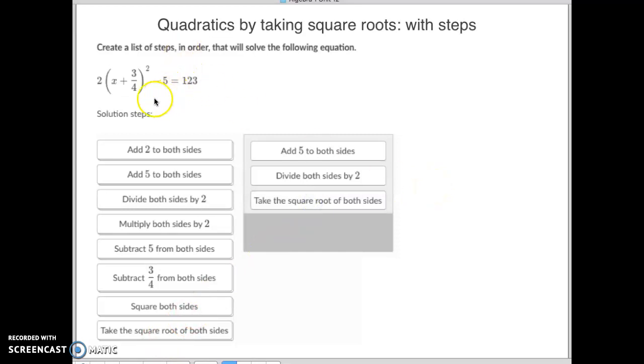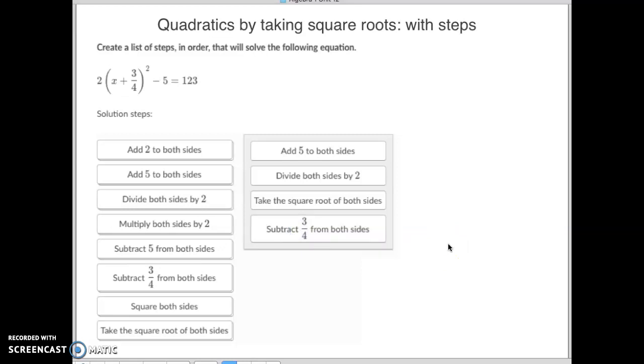Then we have x plus 3/4 equals plus or minus 8, because the square root of 64 is plus or minus 8. How do we get rid of the plus 3/4? Hopefully you're going to say, well, we need to subtract 3/4 from both sides. So we're going to take this one, drag it right to there, and that's what you do. Those are your steps to solving it right there.